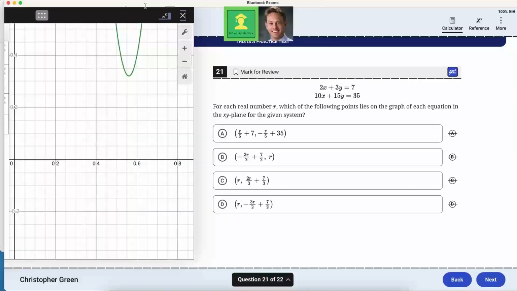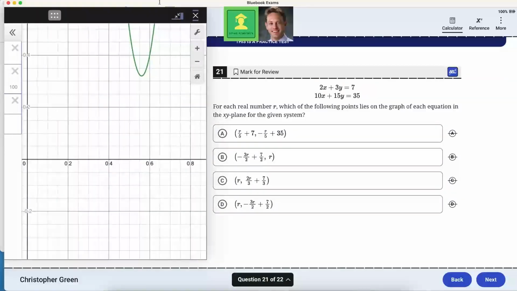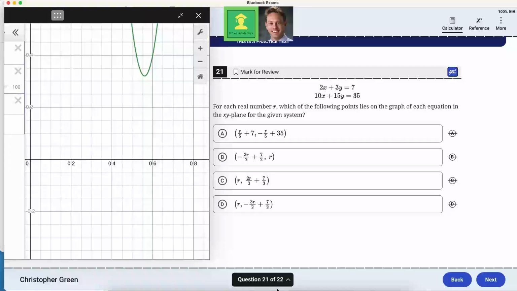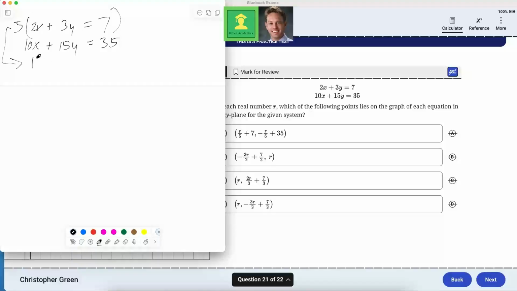Okay. Oh, this looks pretty tricky. Which of the following points lies on the graph of each equation in? Well, it looks like a system of equations, and I'm going to write and manipulate this the old-fashioned way, by hand, and see where I get first. So let me recopy 2x plus 3y being 7, 10x plus 15y being 35. But isn't that just the same line, right?